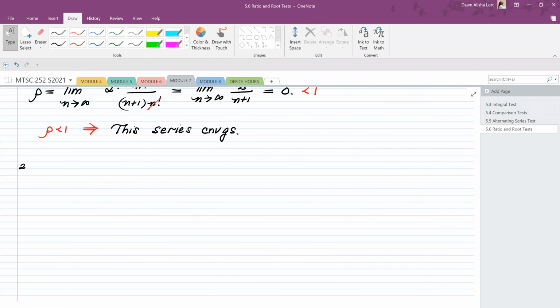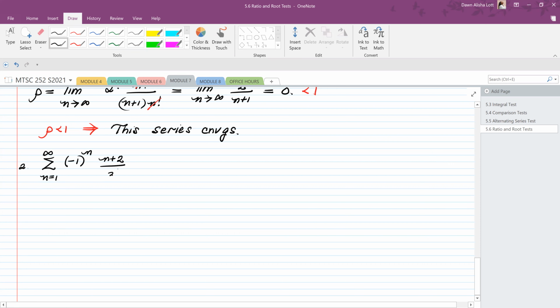Okay, so we have the sum n equals 1 to infinity of -1 to the n times n plus 2 divided by 3 to the n. There are several things I can do with this problem. I could use the test of absolute convergence, so we could do that.